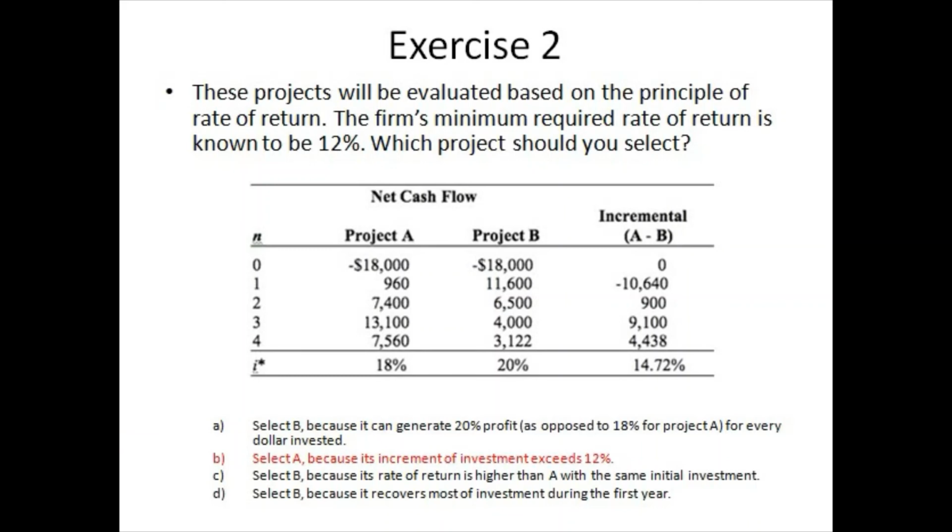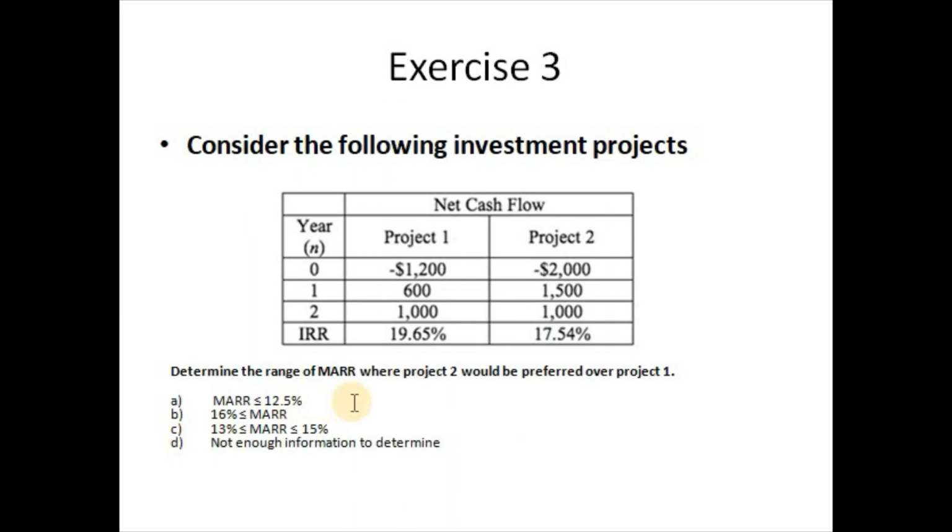Let's move on to the next question, exercise 3. Here I have two projects and I want to choose the best. Now it's asking, determine the range of the MAR which makes project 2 preferred over project 1. Here I didn't specify the method of solution. I didn't tell you to use incremental analysis and present worth or incremental analysis and IRR. So you can choose whatever you want as long as you get the final answer, which project is better. But the options here will give you a guide on which method to use.